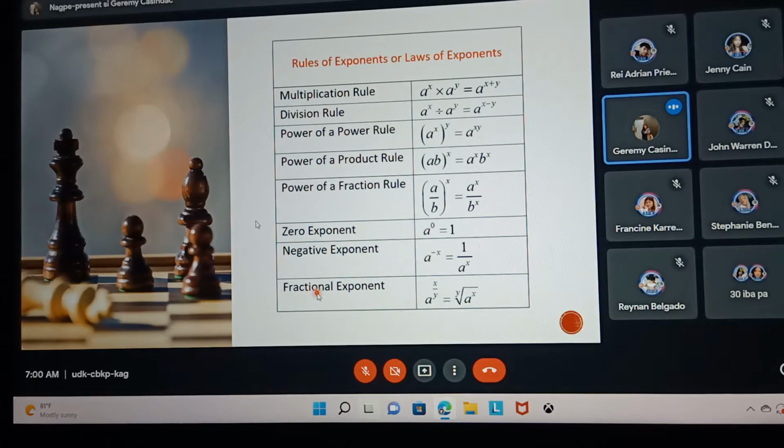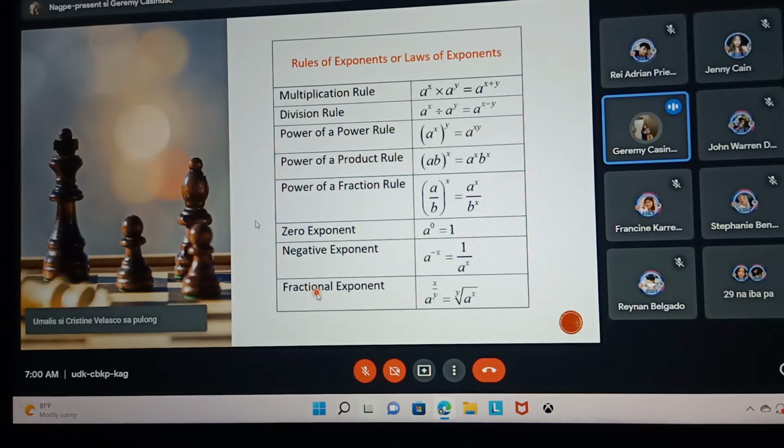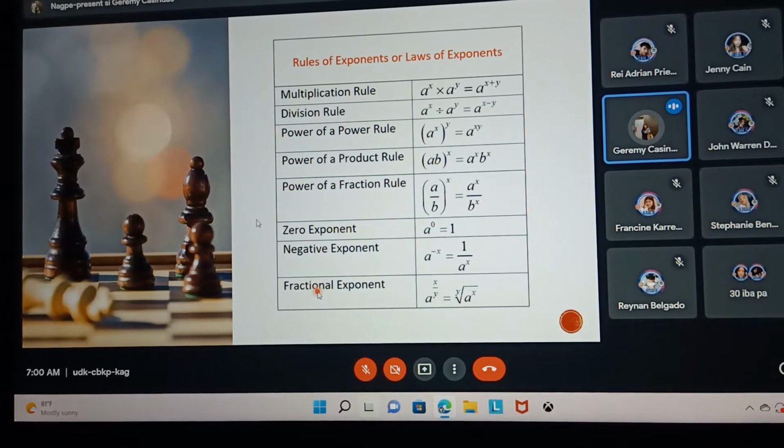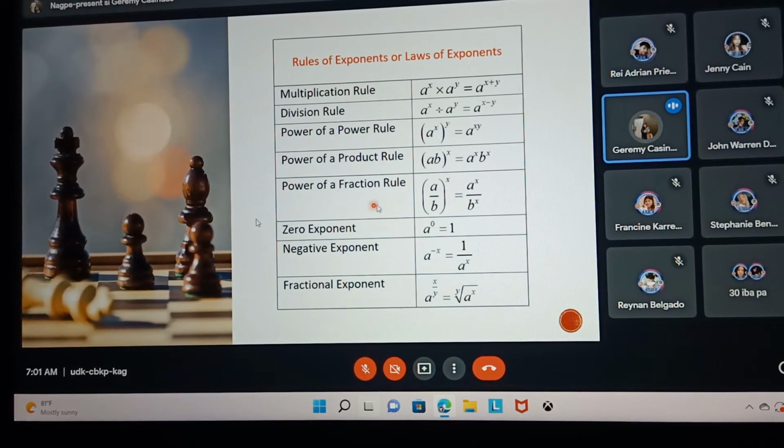So, palagi tayong bumabalik sa basic concept of mathematics. Okay? Binalikan natin yung fundamental operation of mathematics. So, definitely, ma-encounter natin itong rules of exponent. Na-apply natin ito in multiplying and dividing a function. So you need to remember the laws and the rules of it. Let me explain the following rules. The first rule is the multiplication rule.